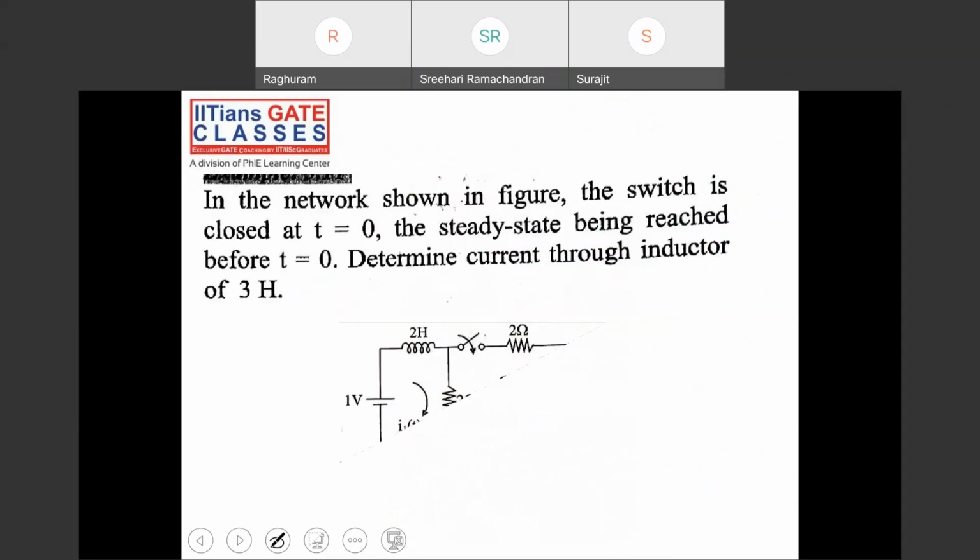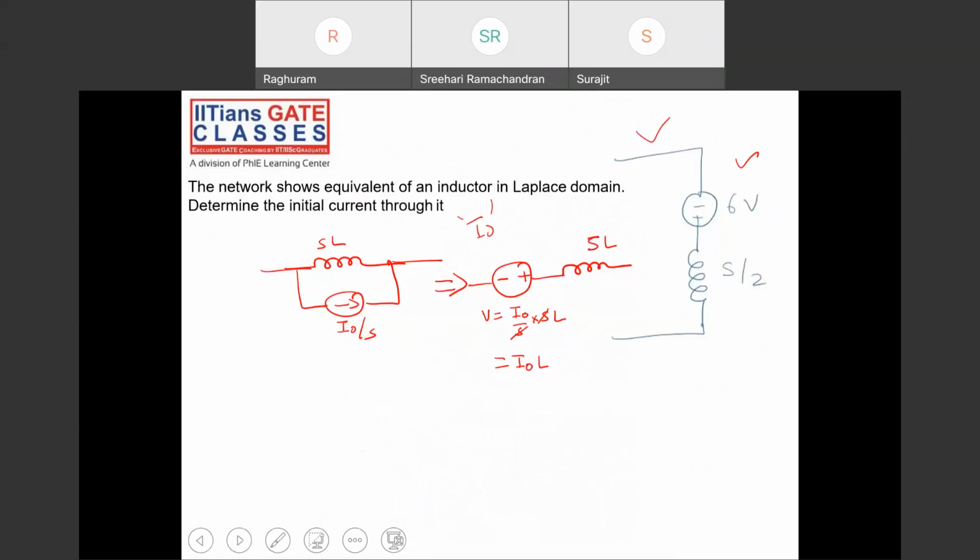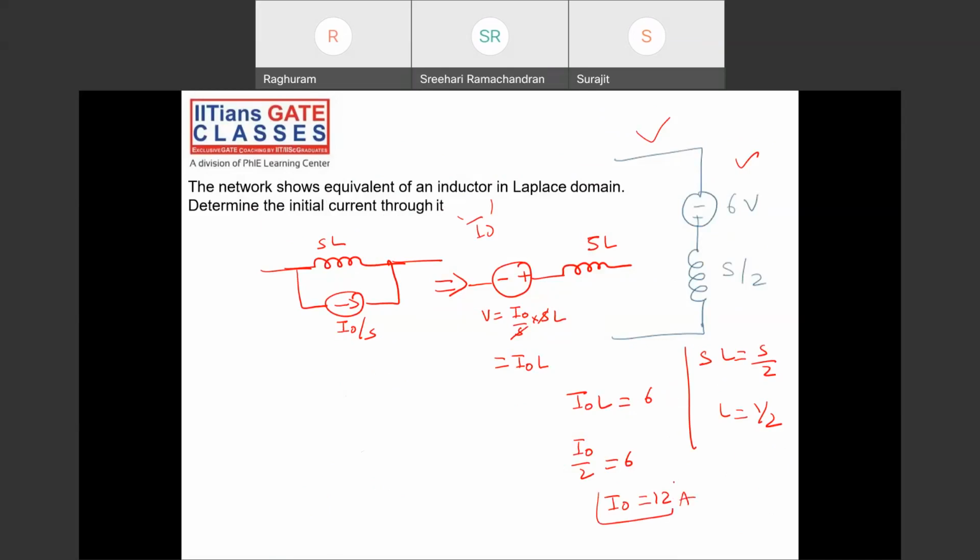So here it is given I naught into L is equal to 6 volts and S into L is given as S by 2. From this L is equal to 1 by 2. I naught by 2 is equal to 6. So I naught is 12 amperes. I naught is 12 amperes. Clear? It's a 1 mark question. The network shows equivalent of an inductor in Laplace domain. Determine the initial current through it.